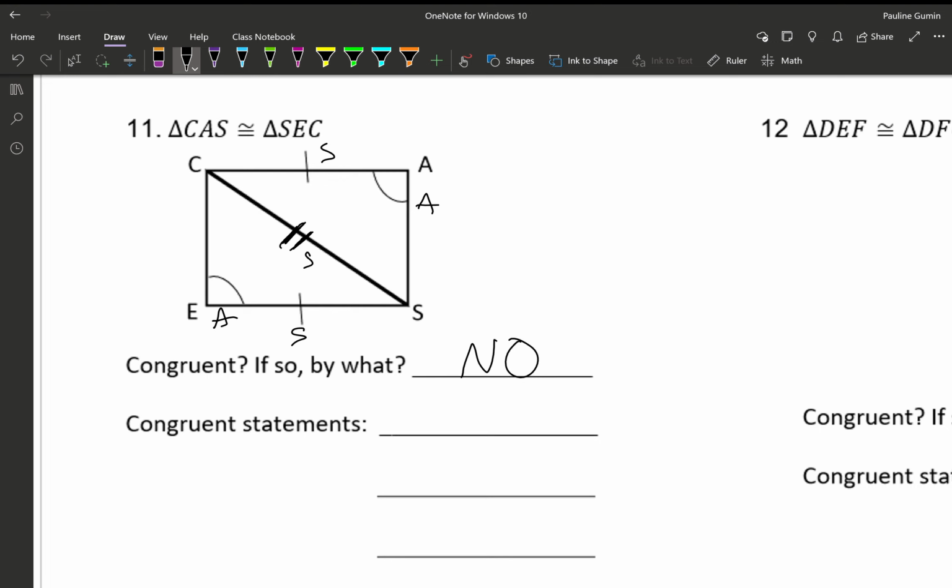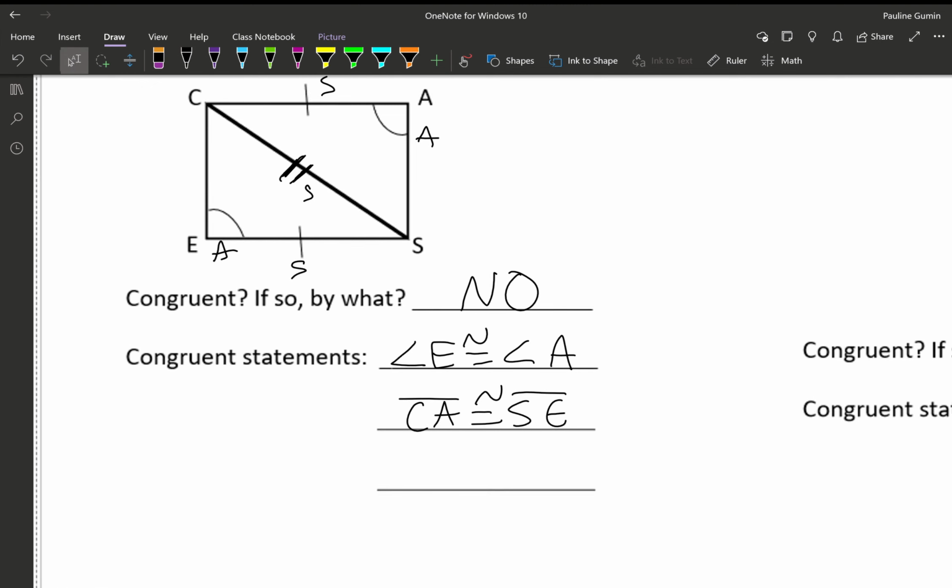All right, let's write down the congruent statements. These triangles may not be congruent, but they have congruent sections. First, I'm going to write down the congruent angles. I have angle E, congruent to angle A. I can use one letter because it's using the whole angle. Next, CA is congruent to SE. Don't forget the little hats on top. And the middle one, CS, is congruent to CS.